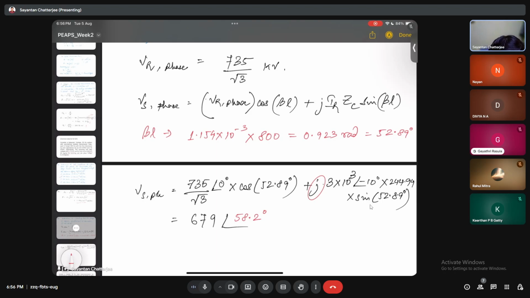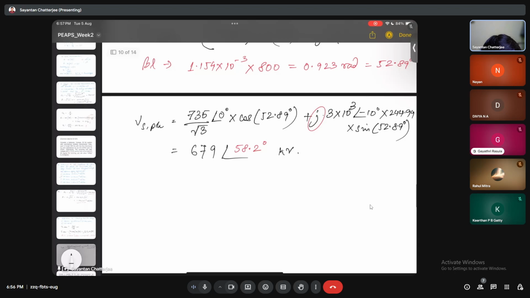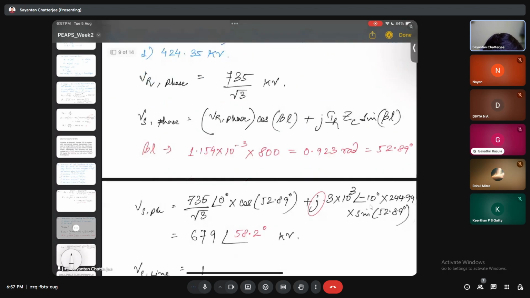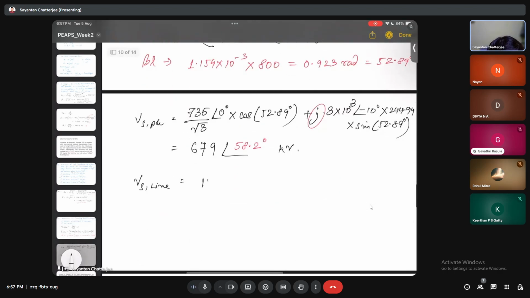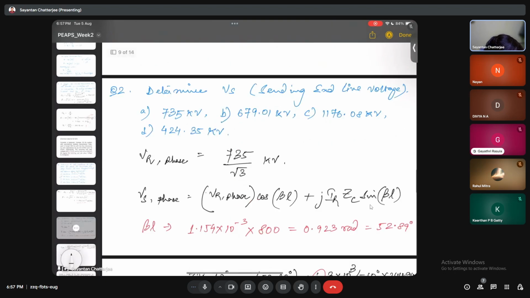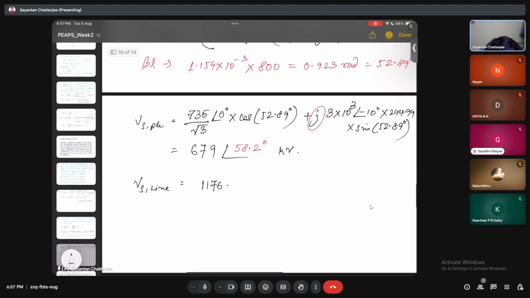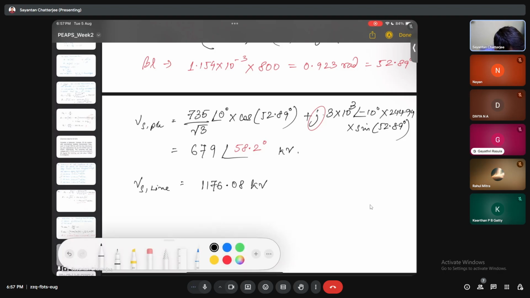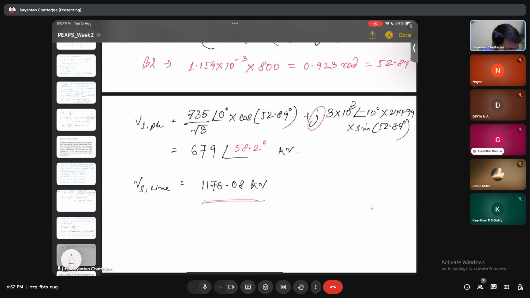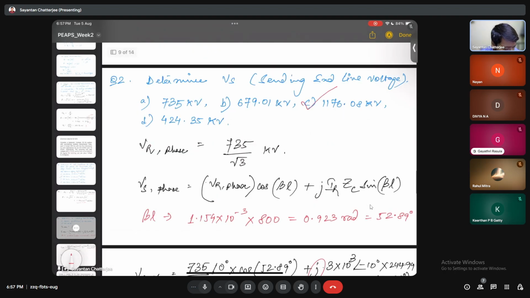So this is the value. So this is in kV. So the line voltage will be, just multiply it with root 3. So we will get the final answer. So final answer is 1176, I guess. 1176.08 kV. I hope it's clear for everyone. So this one is the answer.